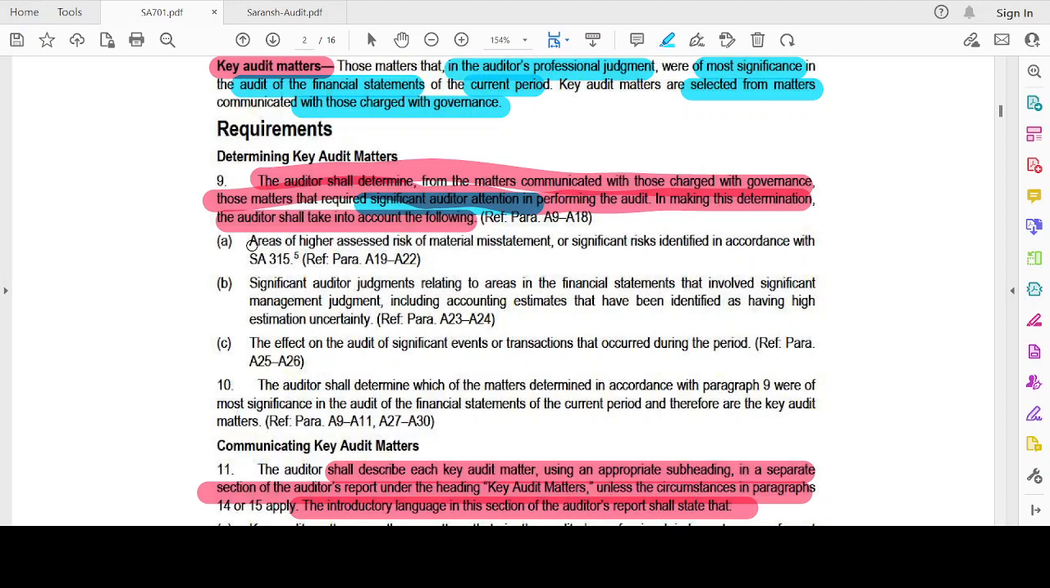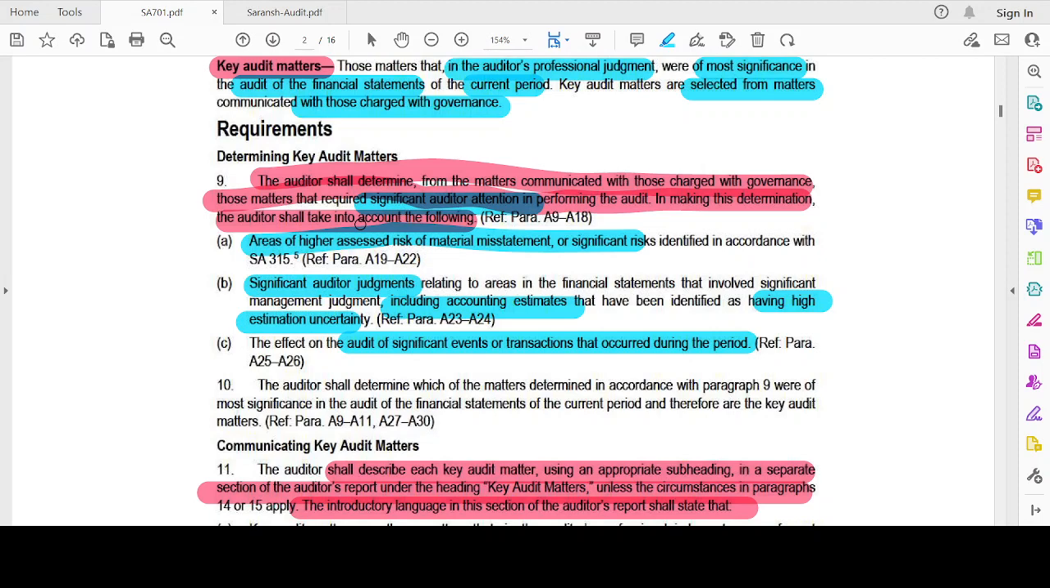First, areas of higher assessed risk of material misstatement or significant risks, for example, risk of fraud. Second, significant auditor judgments relating to financial statement areas that involved significant management judgment, including accounting estimates with high estimation uncertainty. Third, the effect on the audit of significant events or transactions that occurred during the period. Three things have to be considered.